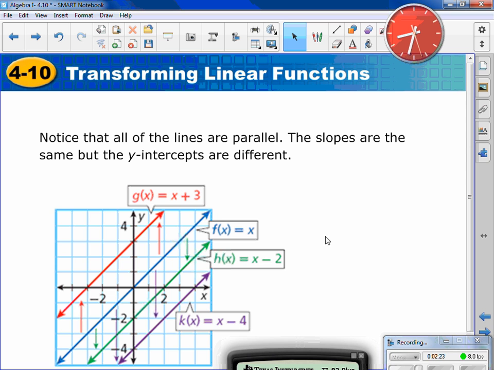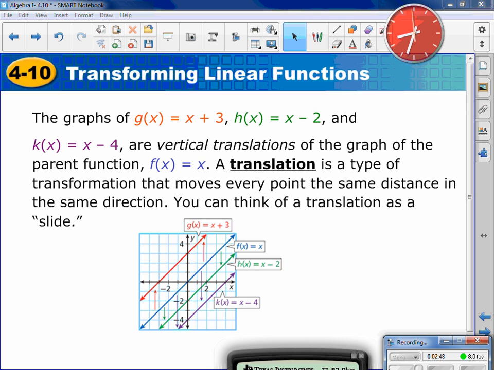Again, the same problems. You notice that the slopes are the same. They're all parallel to one another. If you're just translating something, it should be the same slope. It's when we start doing rotations and reflections that things change. This is pretty much what I just said about everything being a translation. They are all vertical translations. We're not talking about anything horizontal. It's just moving up and down. It's a slide up and down.